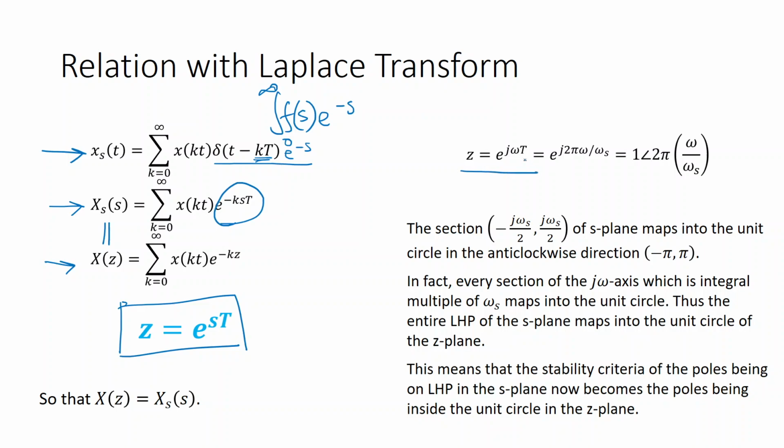When we take s equals j omega, that means we are concentrating on the imaginary line. This is the j omega axis. So this becomes e to the power of j omega T. Capital T is what? 2 pi by omega s, omega s being the sampling frequency. So what you are getting is 1 angle 2 pi omega by omega s.